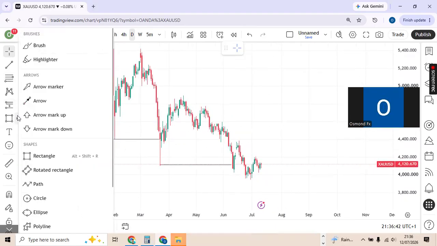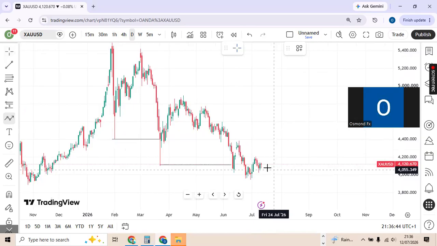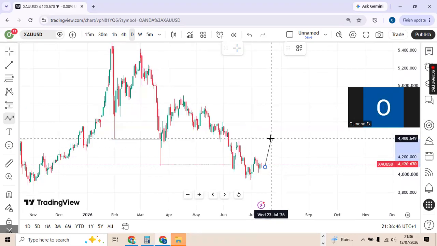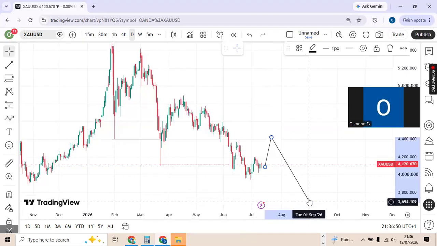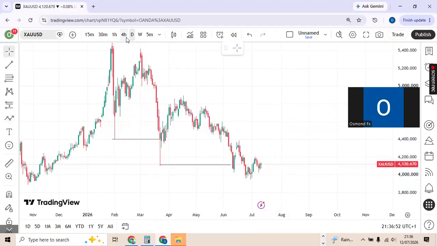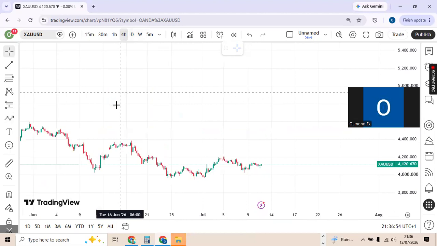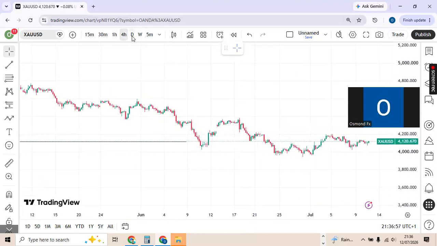Now, this is higher time frame. This is what I'm expecting. Market is retracing to this upper side. Something like this. You might see something like this. And will continue dropping to the lower side. So this analysis I just showed you guys is from the daily time frame.